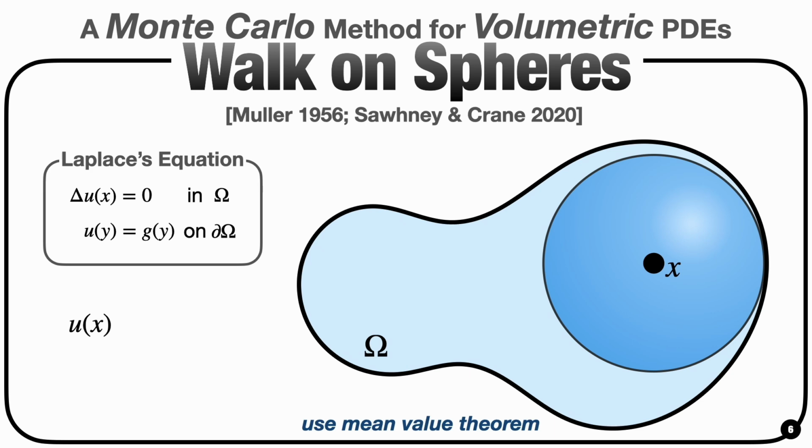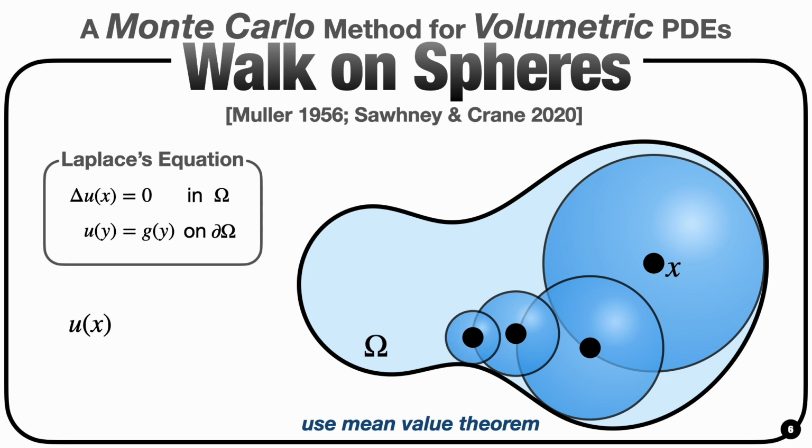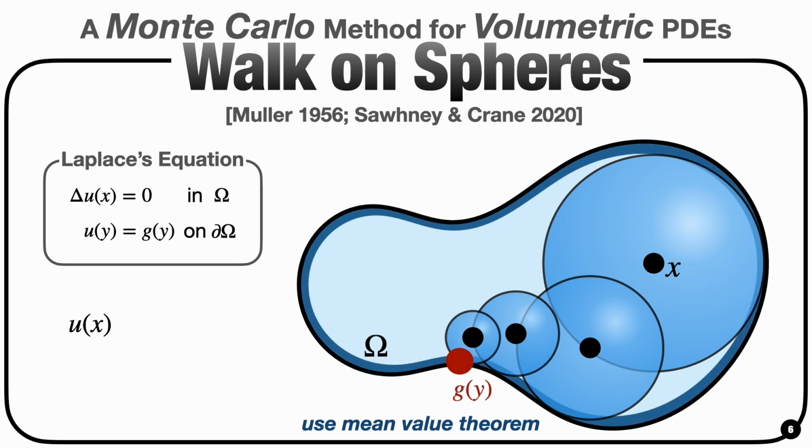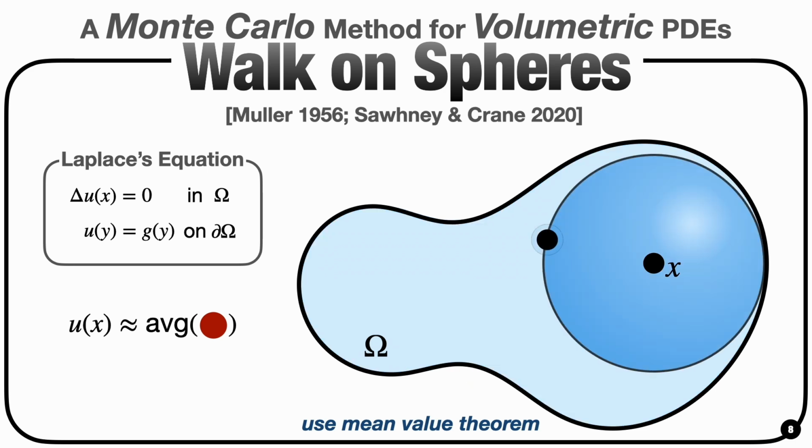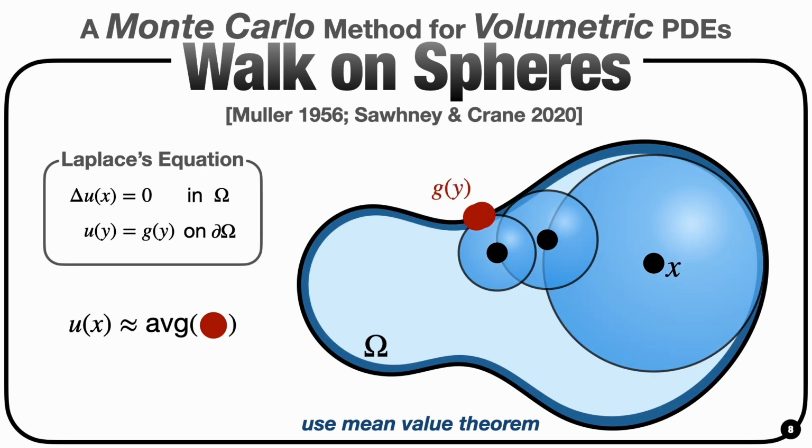We thus uniformly randomly sample a point on this sphere as an estimate. We still don't know the solution at this point either, so we repeat the process until the sample point is within an epsilon distance from the boundary. We then use the given boundary value at the closest boundary point as the sample path contribution. This is how we get one sample, and we repeat the process many times and take the average sample path contributions to get the converging estimate of the solution.